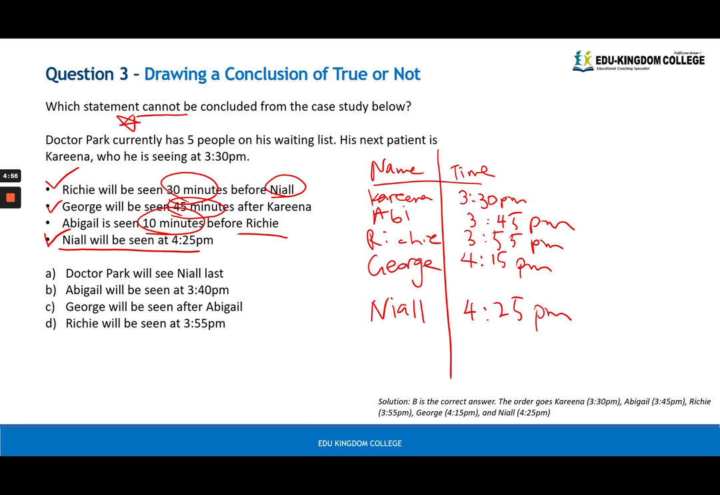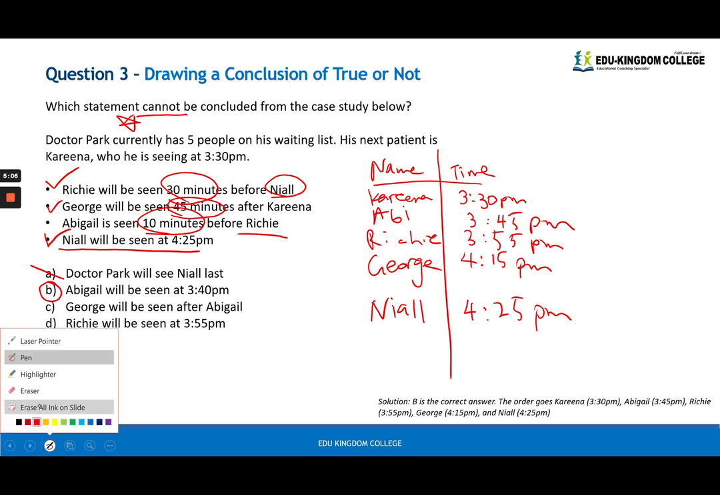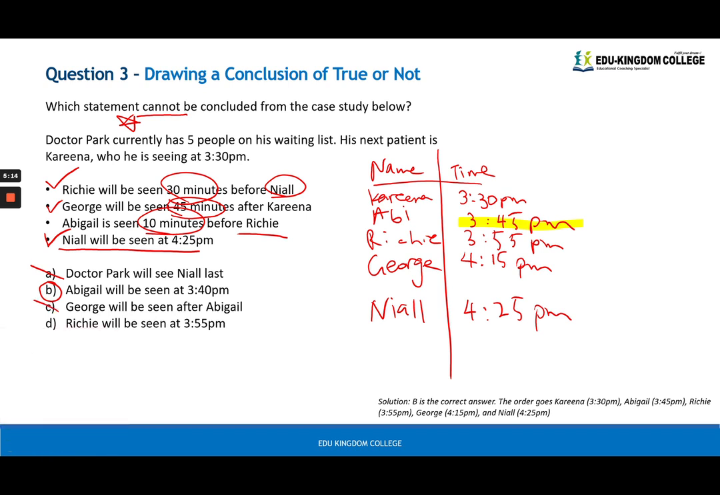So we want to see what cannot be concluded. Dr. Park will see Niall last. Yes, that's correct, so A's out. Abigail will be seen at 3:40. Now that's the incorrect one, right? Because we know Abby will be seen at 3:45. And you can just check the rest. George will be seen after Abigail, correct. And Richie will be seen at 3:55, correct. So B is the answer.